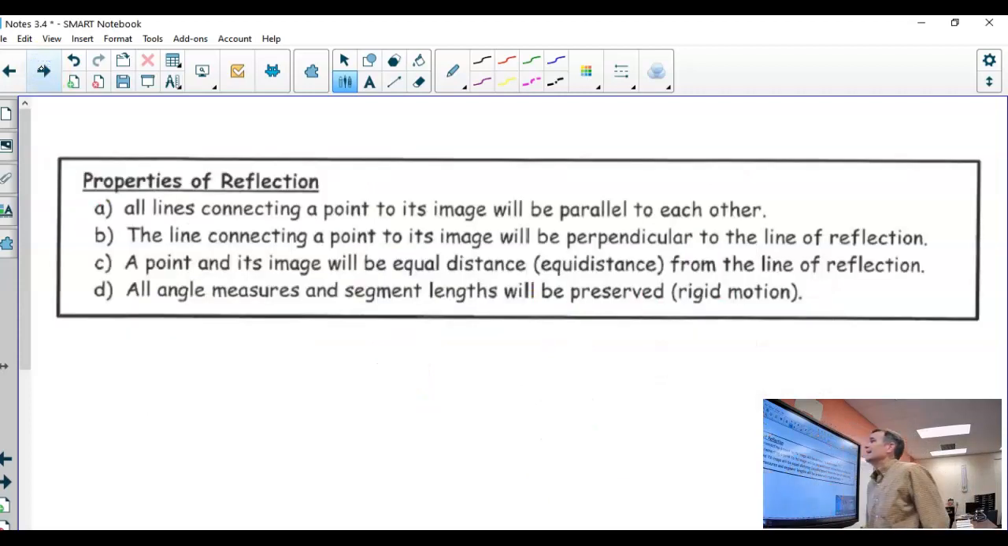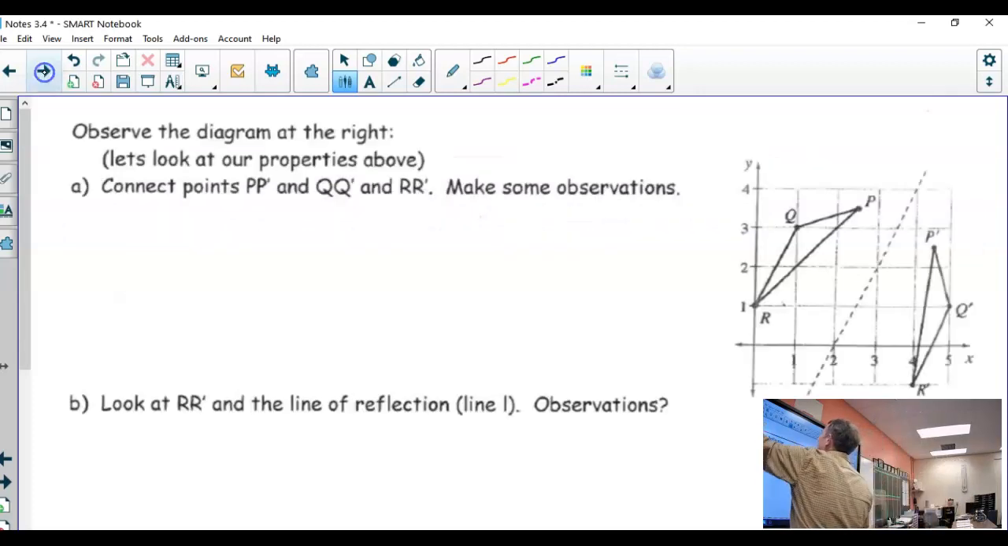All right, so last up here I got these properties of a reflection. And we are going to verify these as well. Let's see, we start with all lines connecting a point to its image will be parallel. I'll tell you what, I will verify them and then I will come back and read these as we have done.